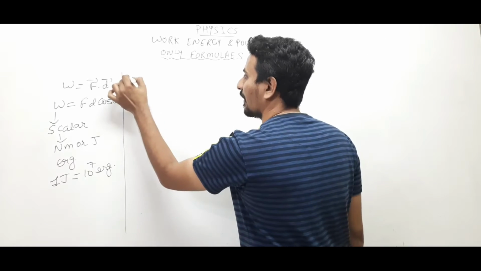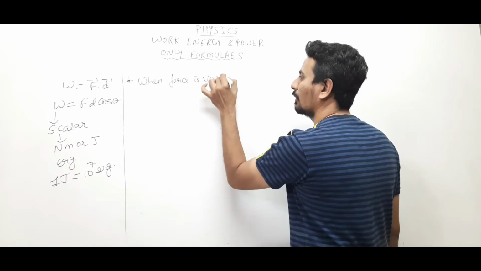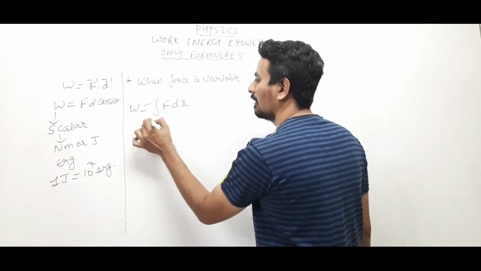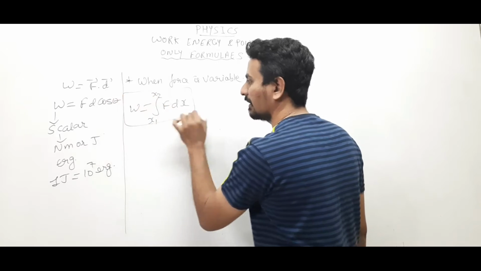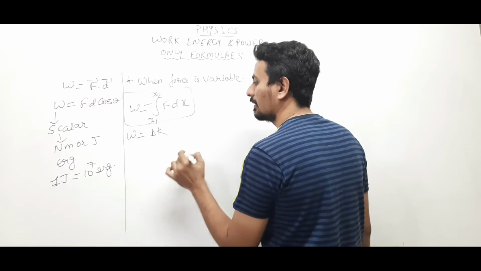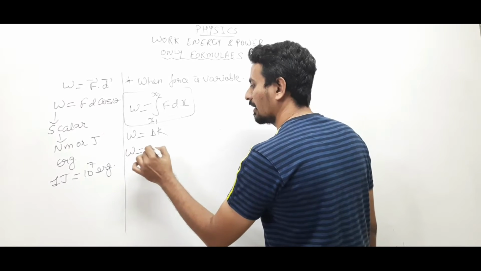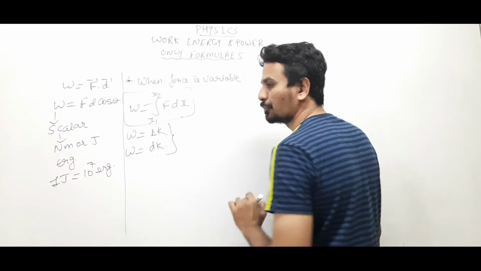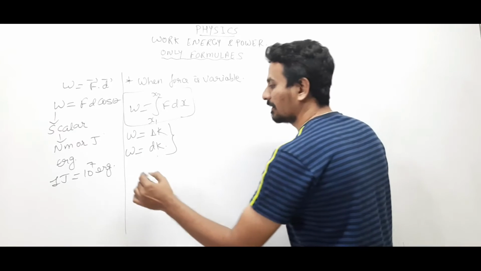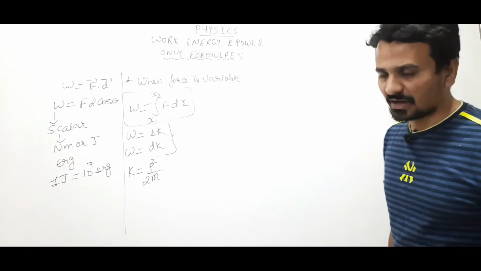Okay. And then when force is variable, that is force is changing, then work done will be integration of F dx from x1 to x2. Always go for integration when force is variable, right? Then we have seen the work energy theorem, W equals delta K, that is work done is equal to change in kinetic energy. It is applicable to both constant as well as variable forces, right? Then kinetic energy can be written as P square by 2m, where P represents the momentum, right?